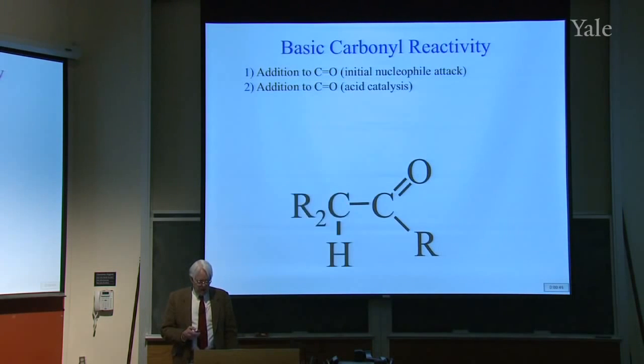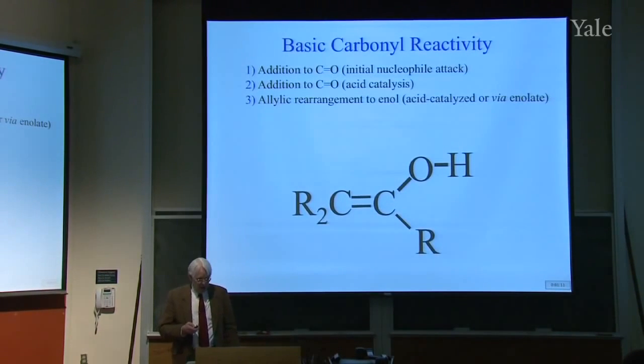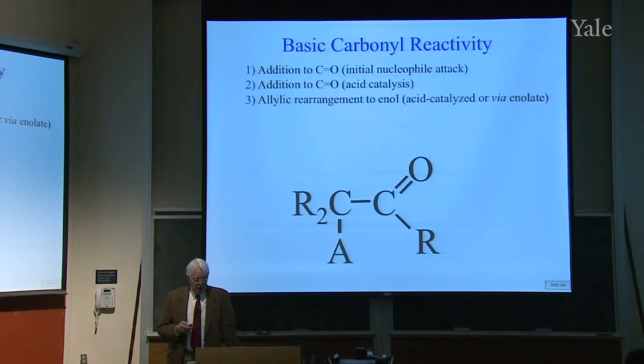And we saw that if you have an alpha hydrogen, then it's possible to pull it off with base to make an enolate and put it back on the oxygen, right? So that's an allylic rearrangement to an enol. It can be base catalyzed via the enolate. It also could be acid catalyzed. You could first put the proton on the oxygen and then take it off the alpha carbon, okay? You can also, because of having that functionality, make an enolate, an anion at the alpha carbon, or use the double bond of the enol. You can also do alpha substitution. So we'll see examples of that.